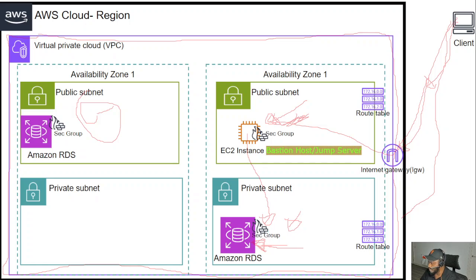Because this RDS instance is in the same VPC as the EC2 instance, that gives you the opportunity to authenticate. What you need to know here is that you need to set some firewall rules, some security groups. First, the security group of the RDS instance needs to allow inbound traffic from the EC2 instance to the RDS instance.